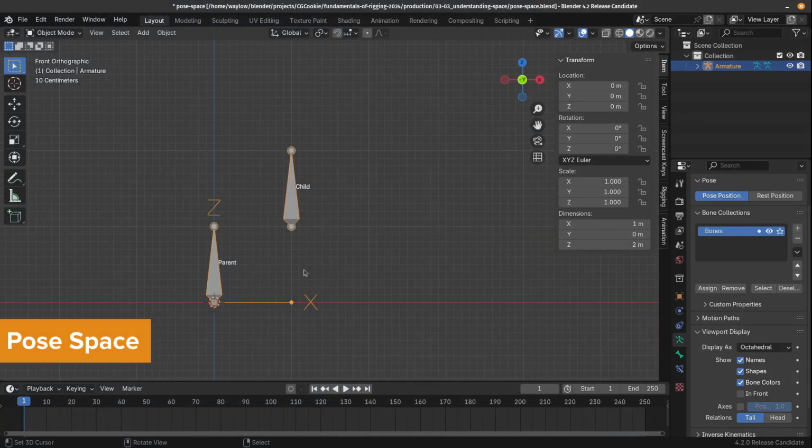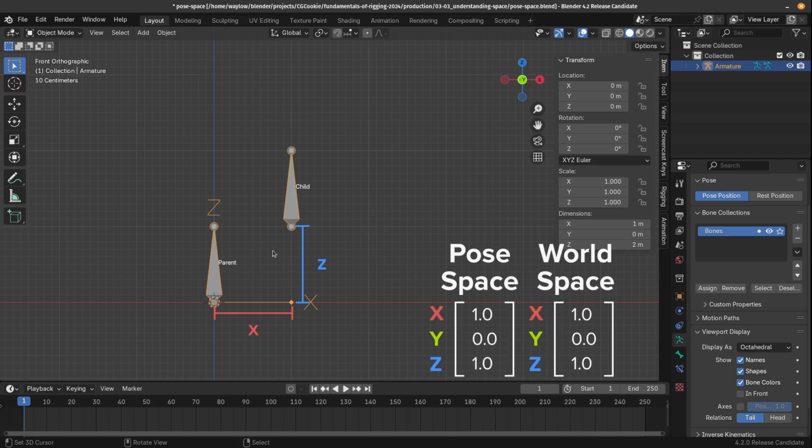Now, pose space is another space that's only applicable to armatures, and that's where the bones are actually evaluated at the armature's object level. Here we have an armature, and its origin point happens to be at the world origin point. So that means technically pose space and world space would be the same in this situation, but I'll change that in just a moment. So the pose space position for this bone here would be one space to the right, or positive X, and then one space up on the Z. And that's where it is in world space as well.